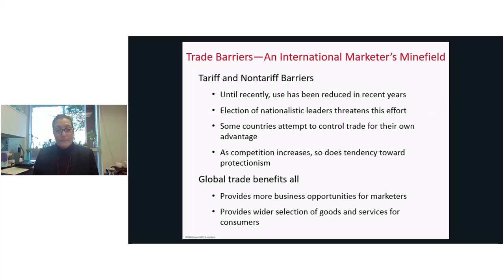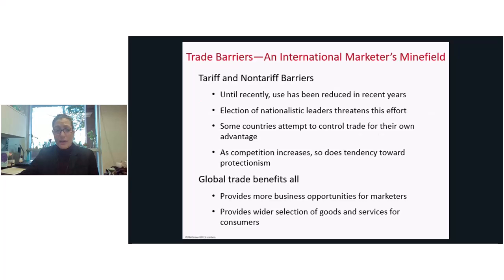So the election of nationalistic leaders, of course, threatens the reduced use of tariffs and non-tariff barriers, as has happened with the Trump administration. Some countries attempt to control trade for their own advantage, as is happening with the USA at the moment. And as competition increases, so does the tendency towards protectionism. And that may well be one of the reasons why the US is enacting protectionist strategies currently.